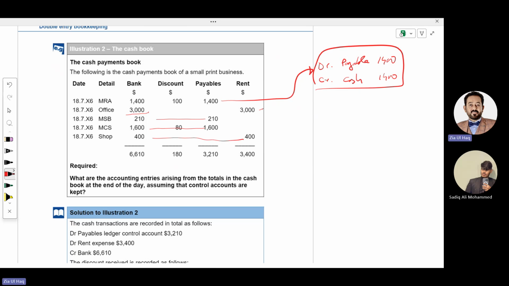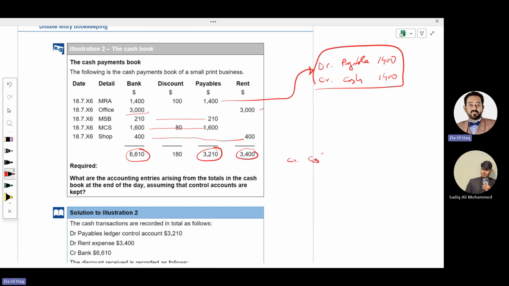Altogether, how much they have paid? 6,610. Out of this 6,610, 3,210 have been paid to payables. And 3,400 has been paid to rent. So we can make a combined entry. What?